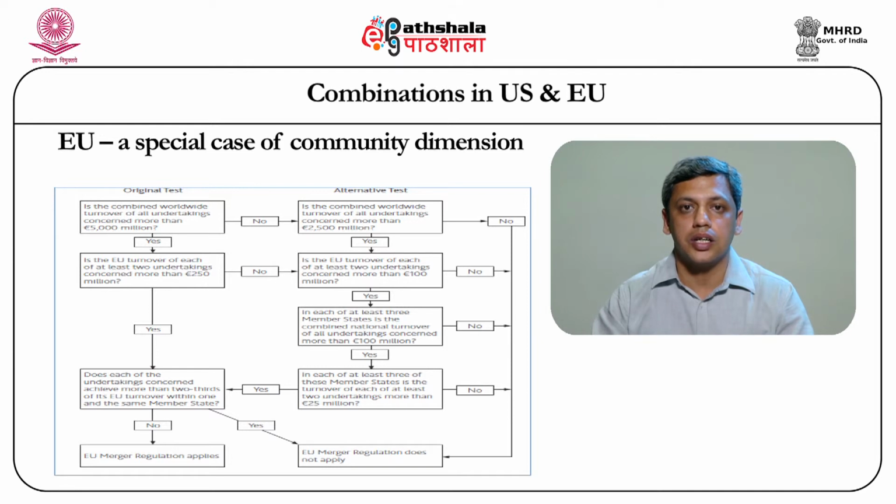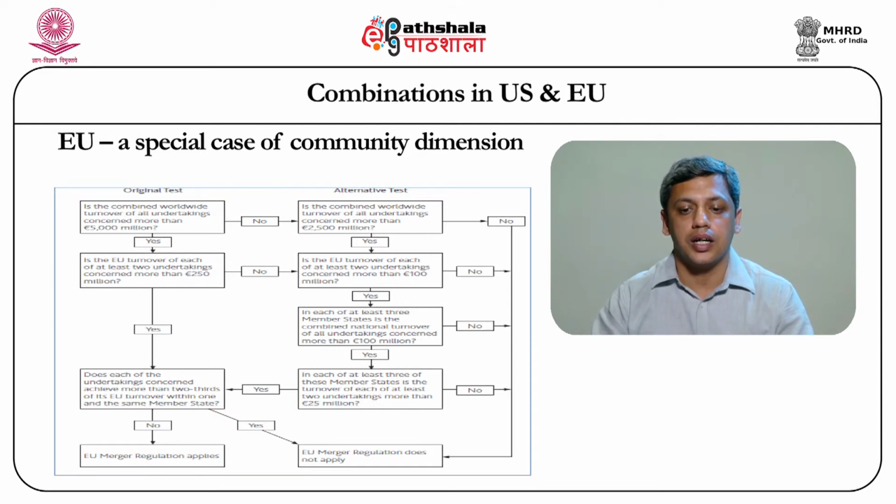And what are those other conditions? The other conditions are: number 1, is the EU turnover of each of at least 2 undertakings concerned more than 100 million euros? If the answer is yes, further check: in each of at least 3 member states, is the combined national turnover of all undertakings concerned more than 100 million euros?